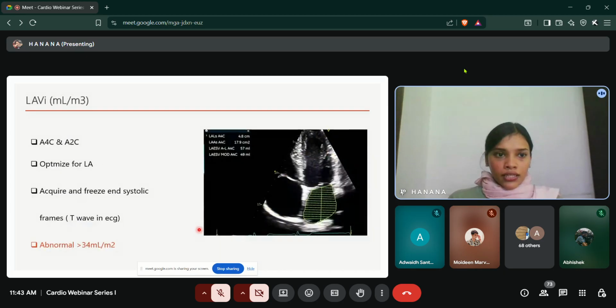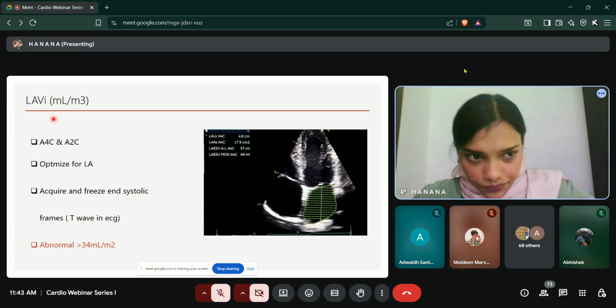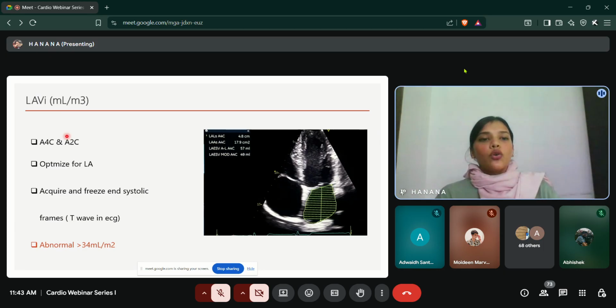Now, the left atrial volume index. We can get the left atrial volume from both the apical four chamber view and the apical two chamber view. Here we have shown images measured from the apical four chamber view. The same method can be used for the apical two chamber view also. You should optimize for the LA, which means you should see the pulmonary veins draining into the LA, and you should see the correct position of the mitral valve.